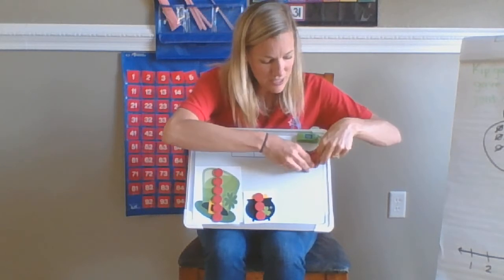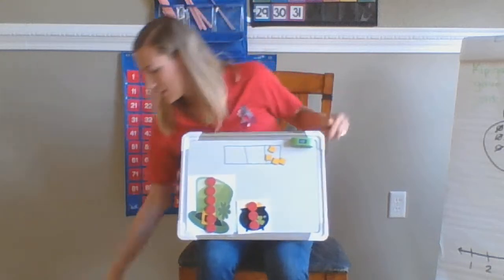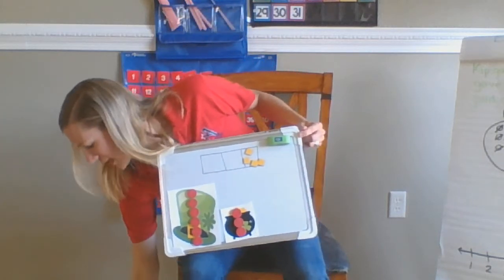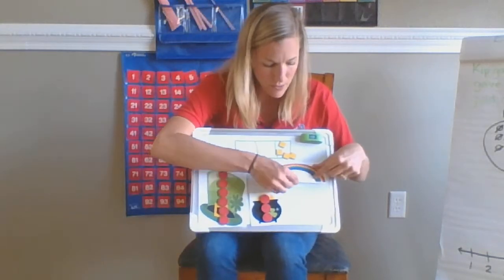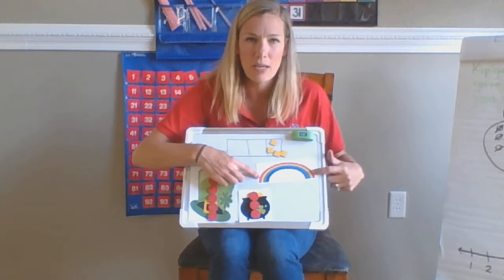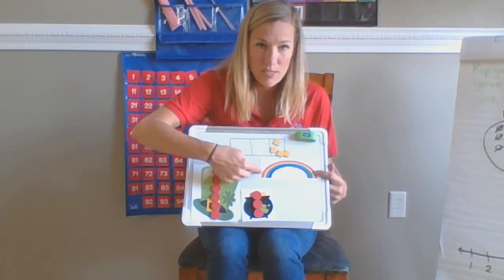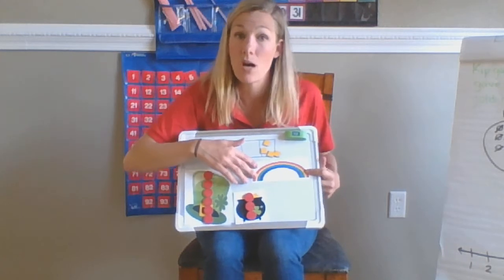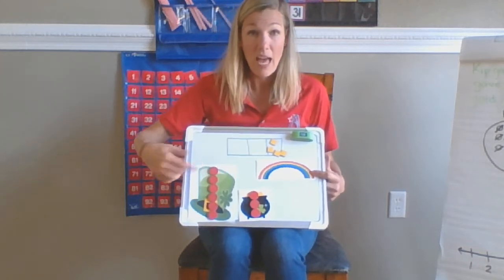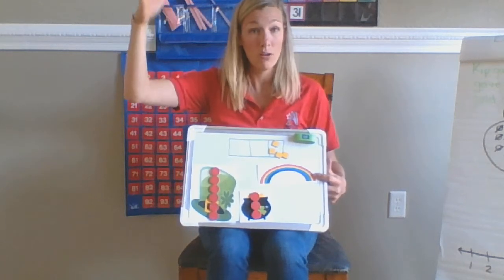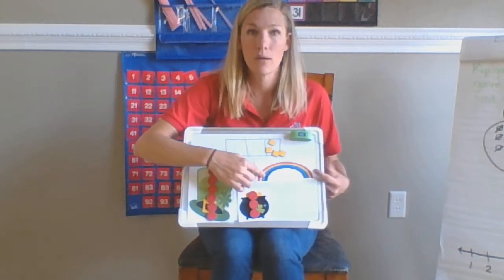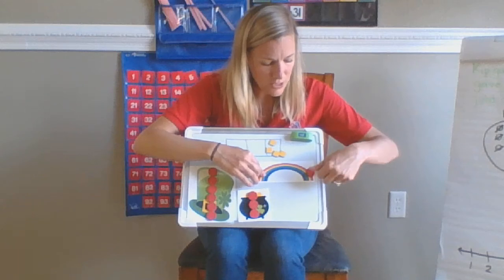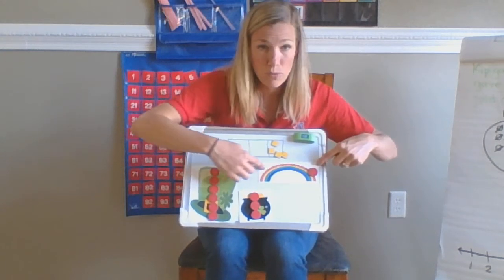Okay, here's our next one. Next one I have is a rainbow. Ooh, so what do you guys think? Should we measure this rainbow going across or should we measure it going top to bottom? Let's measure it across. Let's see how long it is. These ones we were measuring how high or how tall. This one we're going to measure how long.